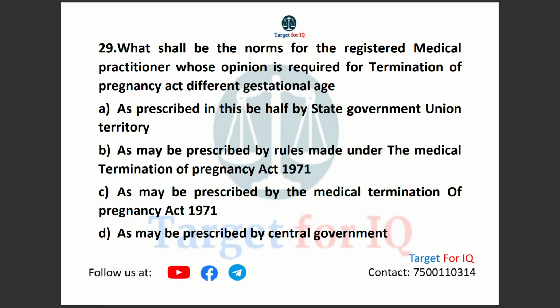Question 29. What shall be the norms for the registered medical practitioner whose opinion is required for termination of pregnancy of different gestational age? Option A, as prescribed in this behalf by state government. Option B, as may be prescribed by rules made under the Medical Termination of Pregnancy Act 1971. Option C, as may be prescribed by the Medical Termination of Pregnancy Act 1971. Option D, as may be prescribed by central government. So the correct answer to question number 29 is B, that is, as may be prescribed by the rules made under the Medical Termination of Pregnancy Act 1971.